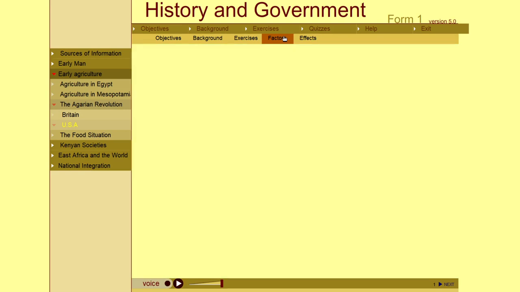Agrarian revolution did not only take place in Britain, but also spread to other areas. An example is agrarian revolution in the USA. The factors that led to the development of agriculture in USA include: 1. Land enclosure system in Britain that left many people landless. This made them move to America, where they got involved in agriculture.